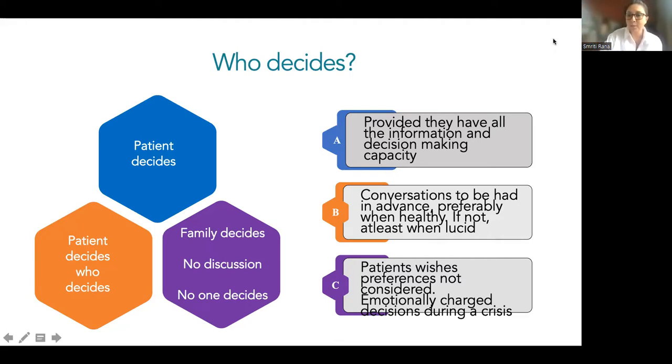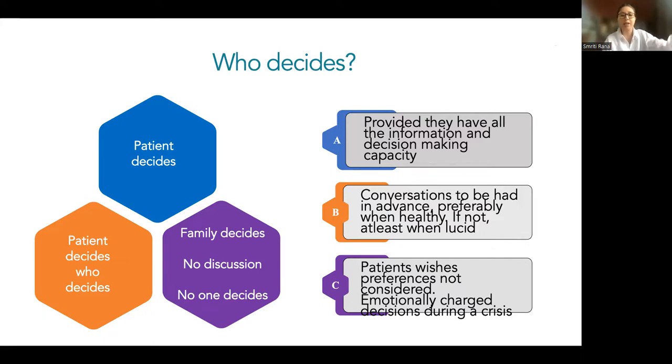Now, the patient can decide what they want for themselves in terms of treatment, in terms of interventions, etc., provided they have all the information, one, and two, the decision-making capacity. They have to have the information and they have to have decision-making capacity. I'll talk about that to you in a minute. The patient will decide who decides for them. I don't want to decide. My son is going to make all decisions for me. My daughter is going to make all decisions for me.